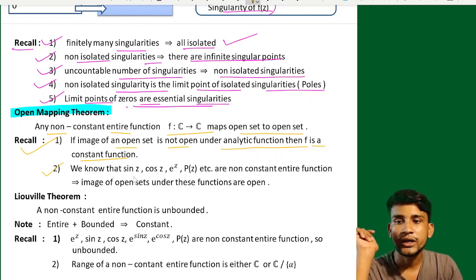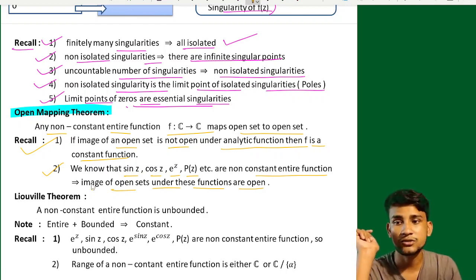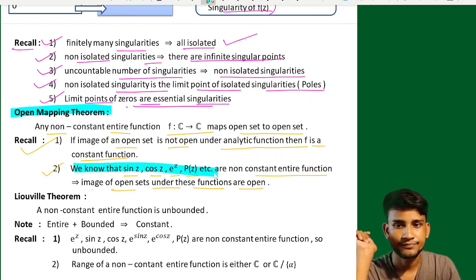Number 2 is, we know that sin z, cos z, exponential z, and p(z), meaning a polynomial in z, etc., are non-constant entire functions. The images of open sets under these functions are open. Remember, this is a very important result to recall.